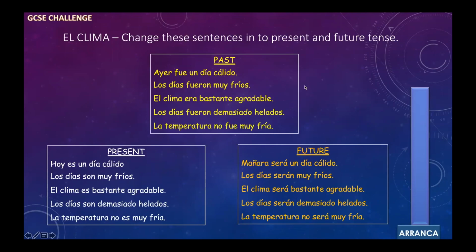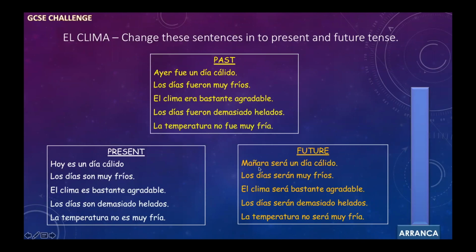So before I go, I would like you to check a couple of things. The first one is that when we are talking in past, we need to use past words such as ayer, which means yesterday. And it's the same in present. Hoy means today. And future, we have mañana, which is tomorrow.